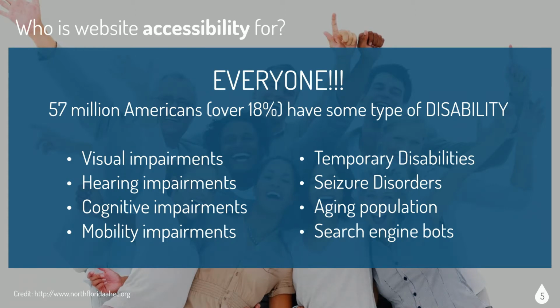So you have the usual things that you may think about, visual and hearing impairments, but also things like cognitive, mobility, temporary disabilities, people with seizures, people who are older and sometimes have poor eyesight or poor hearing. There's a lot of people. 57 million Americans, so over 18%, have some type of disability. So website accessibility is for everyone and benefits everyone, is the takeaway there.